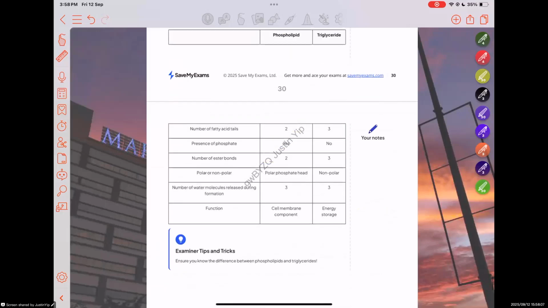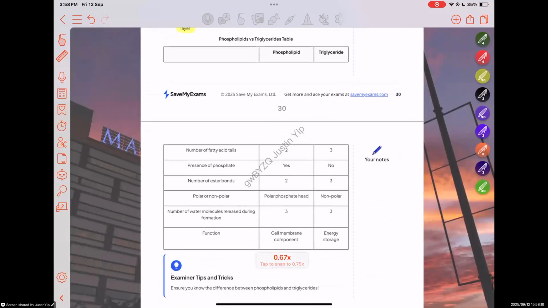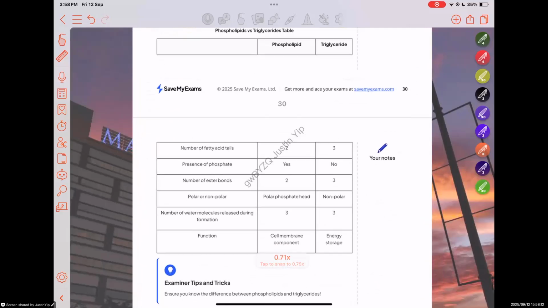And then the table, this one you just need to roughly know, the difference between phospholipid and triglycerides. Phospholipid has 2 fatty acid tails. Triglyceride has 3 fatty acid tails. Phospholipid has a phosphate group, but triglyceride doesn't. If you have 2 fatty acid tails, you can form 2 ester bonds. If you have 3 fatty acid tails, you can form 3 ester bonds.